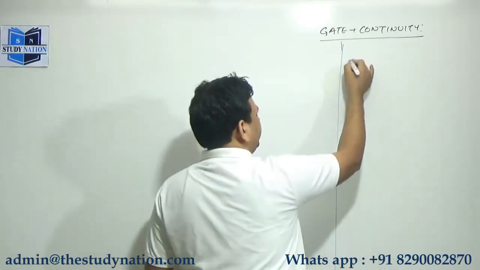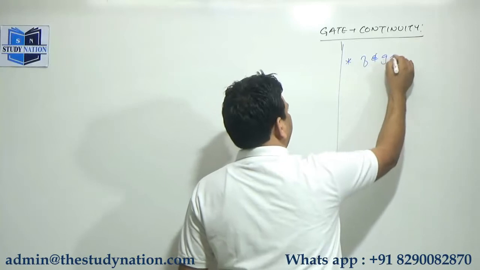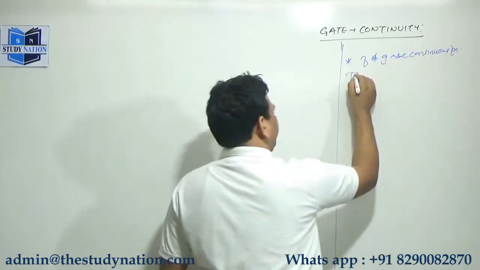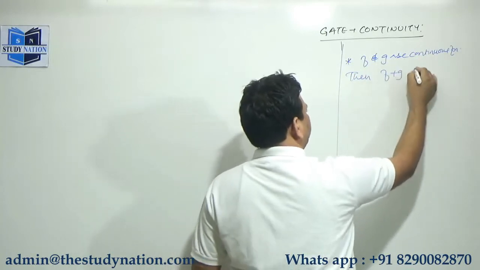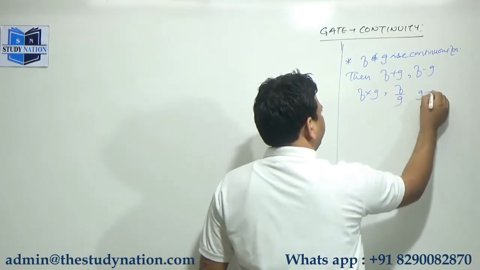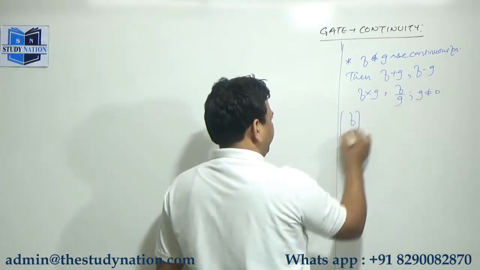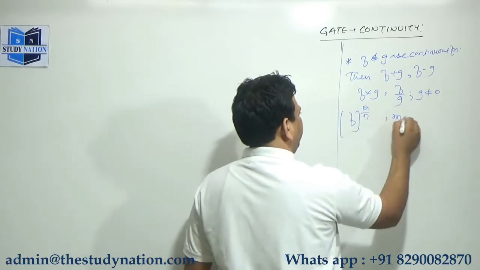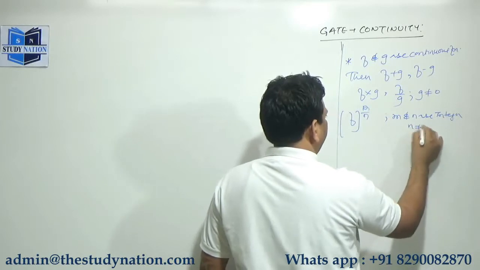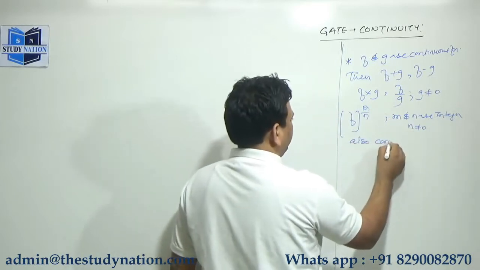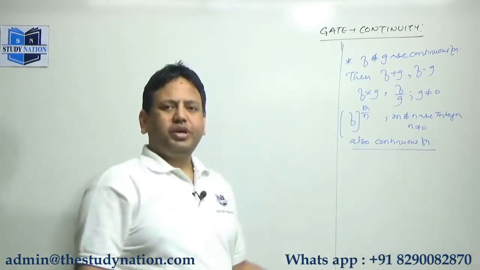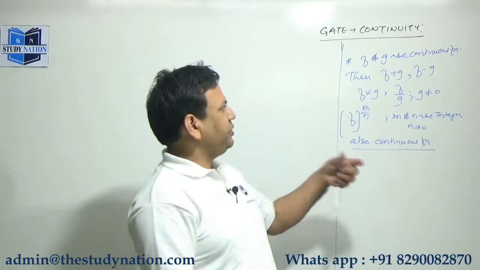Now there is a theorem which says suppose f and g are continuous functions, then f plus g, f minus g, f into g, f divided by g, given that g is not equal to 0, and f raised to the power m by n, where m and n are integers, n is not equal to 0, are also continuous functions. Okay, so you can check the continuity at a particular point, or maybe you can check in an interval.